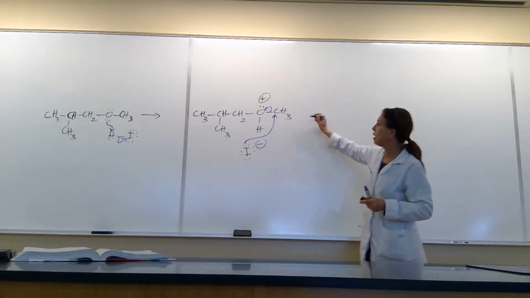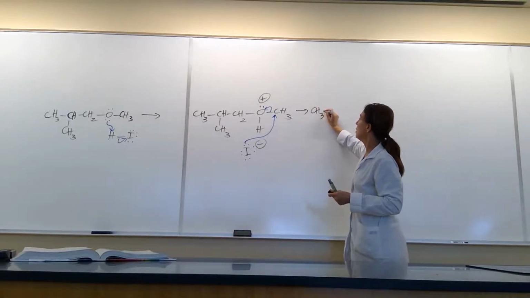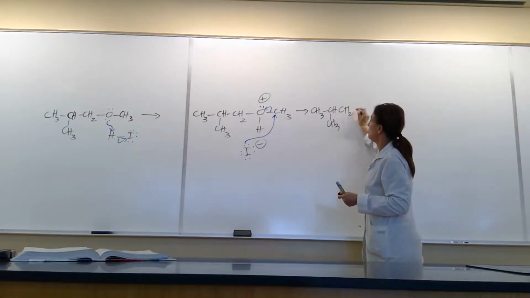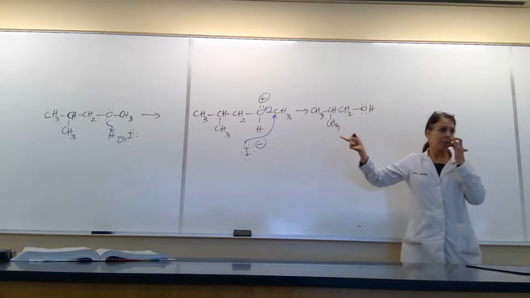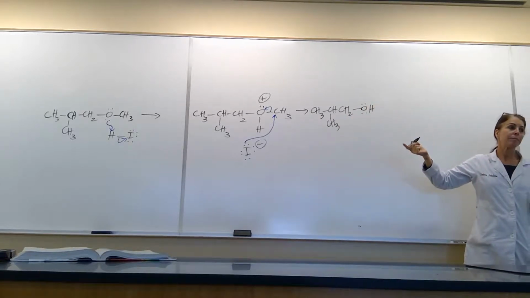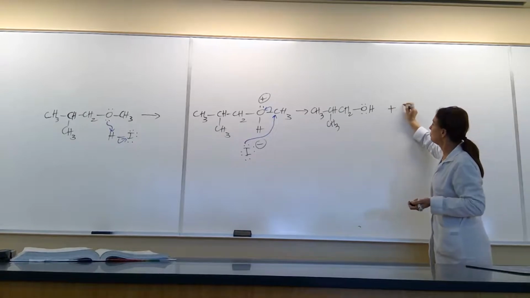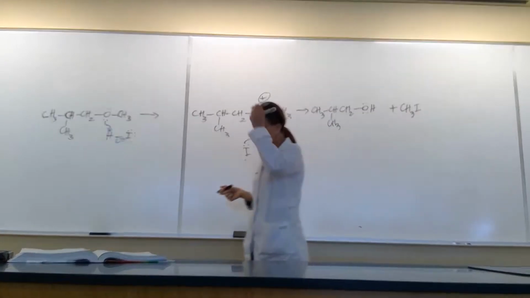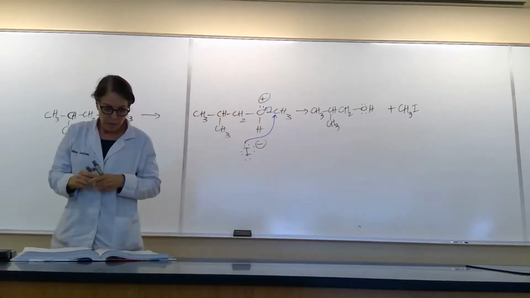Okay, so you end up with CH3, CH, CH3, CH2, OH. So you see, this is very stable, it's not an anion. And then CH3I. So now let's go back to D.